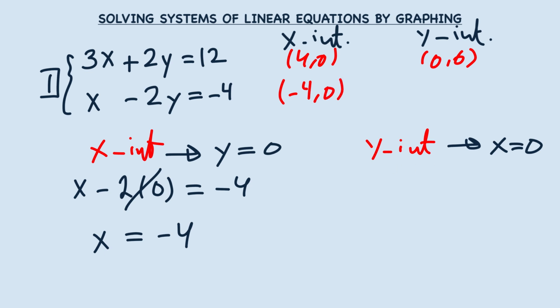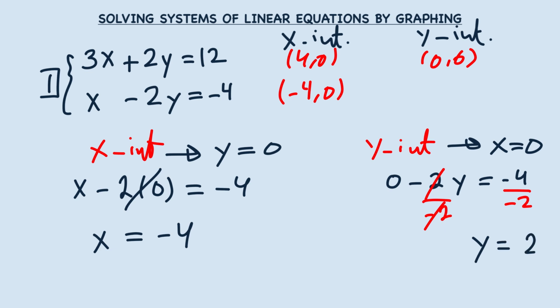Now let us go to the y-intercept. So I will use, again, the same equation, but instead of writing x, I will just put 0, minus 2y equals minus 4. So I will have to divide both sides by minus 2. These will cancel out, so the value of y is 2. So the y-intercept for the second equation is (0, 2).